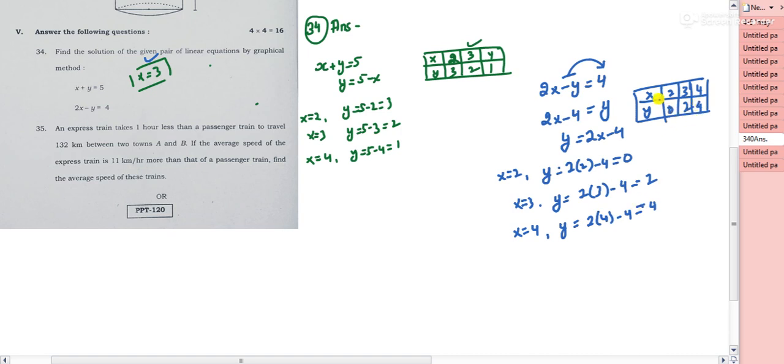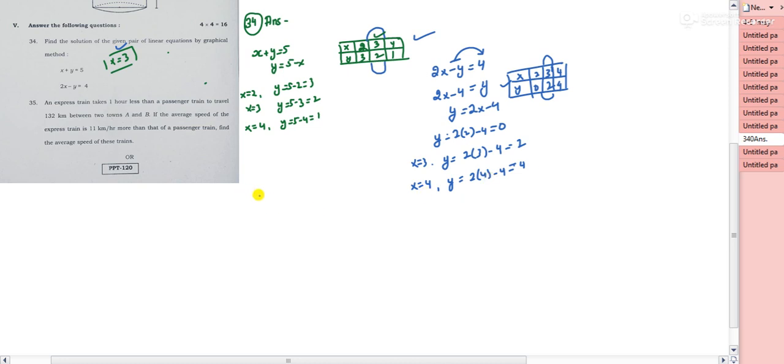So you got the value of y as 0, 2 and 4, and here 3, 2 and 1. So if you see this, here also you've got same, and here also you have got same. So now, using two values of x and y, you need to plot the graph. So graph is simple. Okay, you have to write here 0. This is x-axis, this is y.